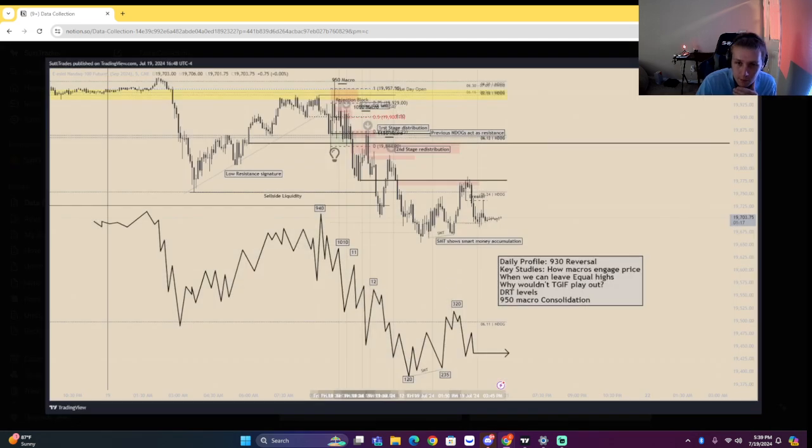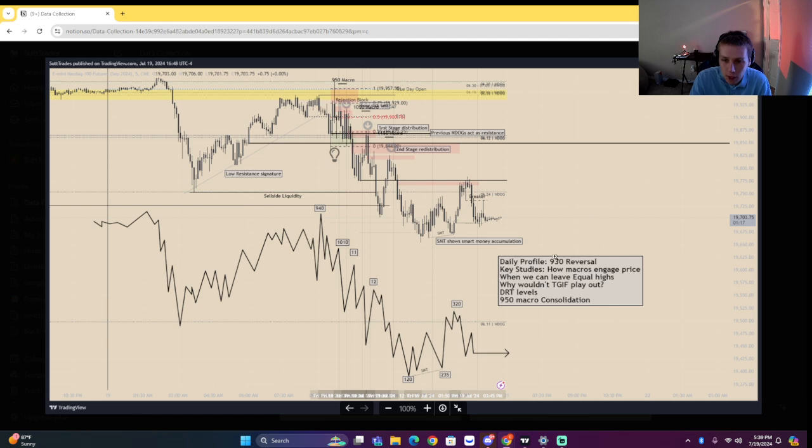Other than that, those are my salient annotations. Friday, why did TJIF not play out? I personally don't like to look at TJIF. I think it gets me caught up. And there has to be a rhyme and reason, a narrative for why it should play out. And today, we had that larger sell-side liquidity objective. And we met that around what time? I should have that time annotated here. But around 11:30, we come up, we have another stage of redistribution.